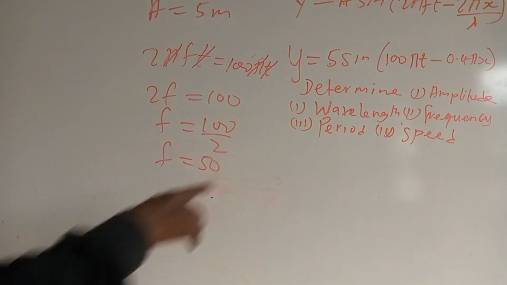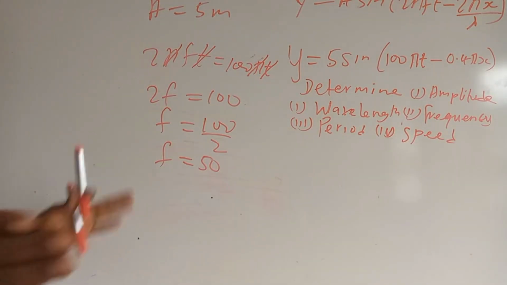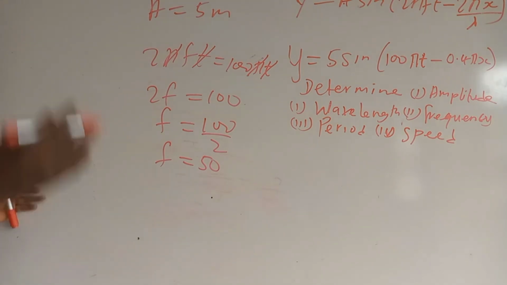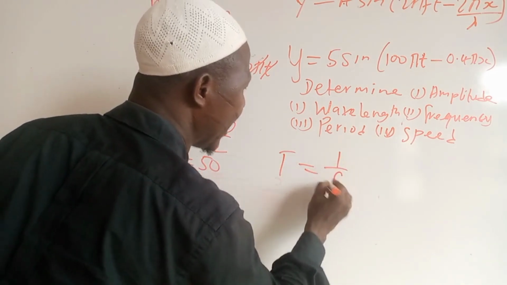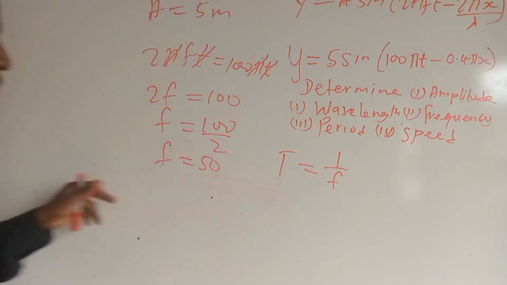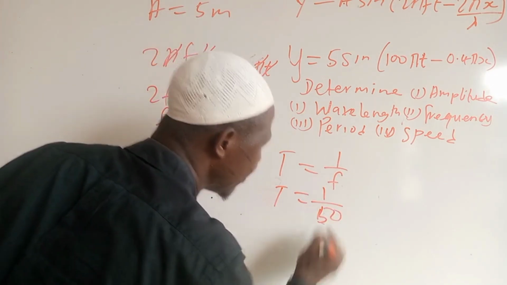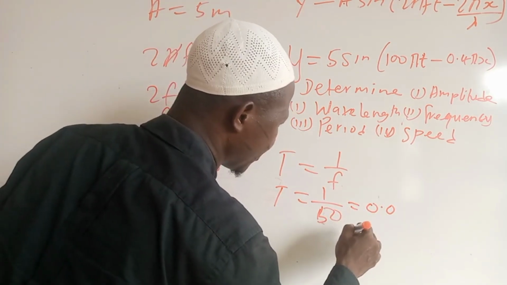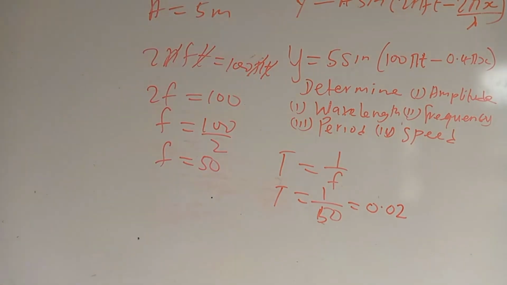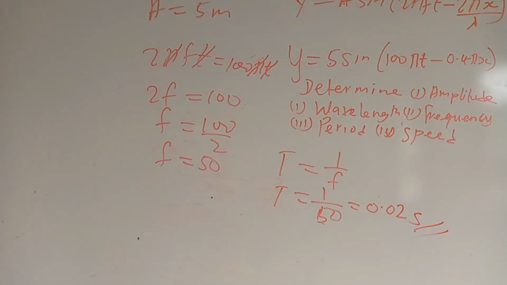That's all. Then the next one is period. So from our formula, the relationship between period and frequency, I say they are what? Reciprocal of each other. So you can easily say T is equal to 1 over f. Then our f is 50. Therefore, T is equal to 1 over 50. And what is 1 over 50? So 1 over 50 will give you 0.02. So that is 0.02 seconds. That's our period.